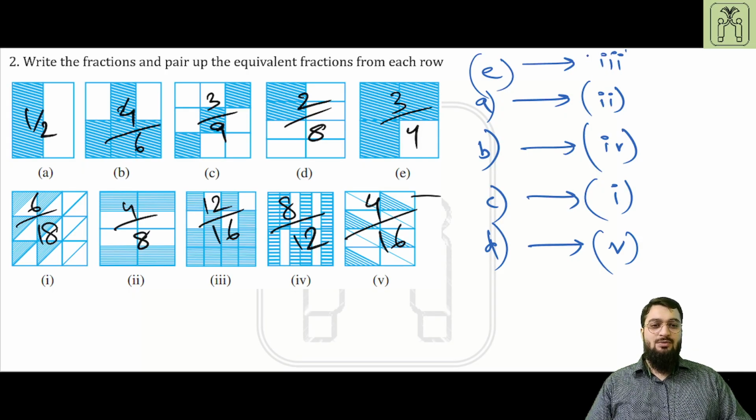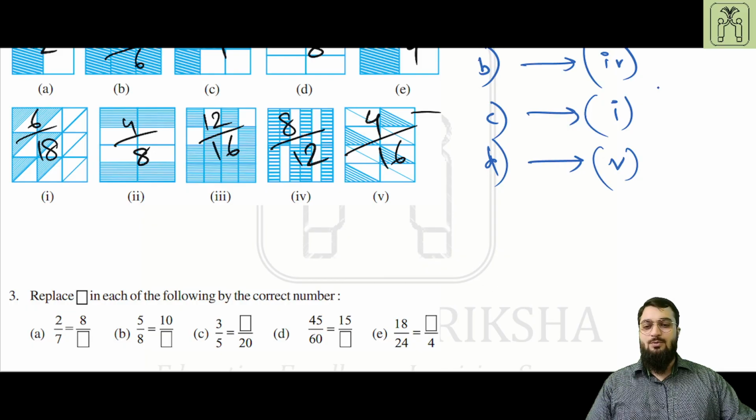So the equivalent fractions have been grouped together and written over here. You can write the answers down after pausing the video. So coming to the next question.